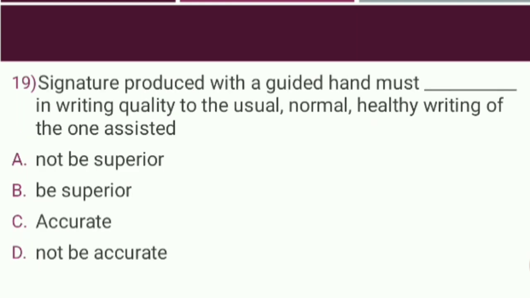Number 19. Signature produced with a guided hand must blank in writing quality to the usual, normal, healthy writing of the one assisted. A. Not be superior. B. Be superior. Letter C. Accurate. Or letter D. Not be accurate. So what is the missing word in the statement?